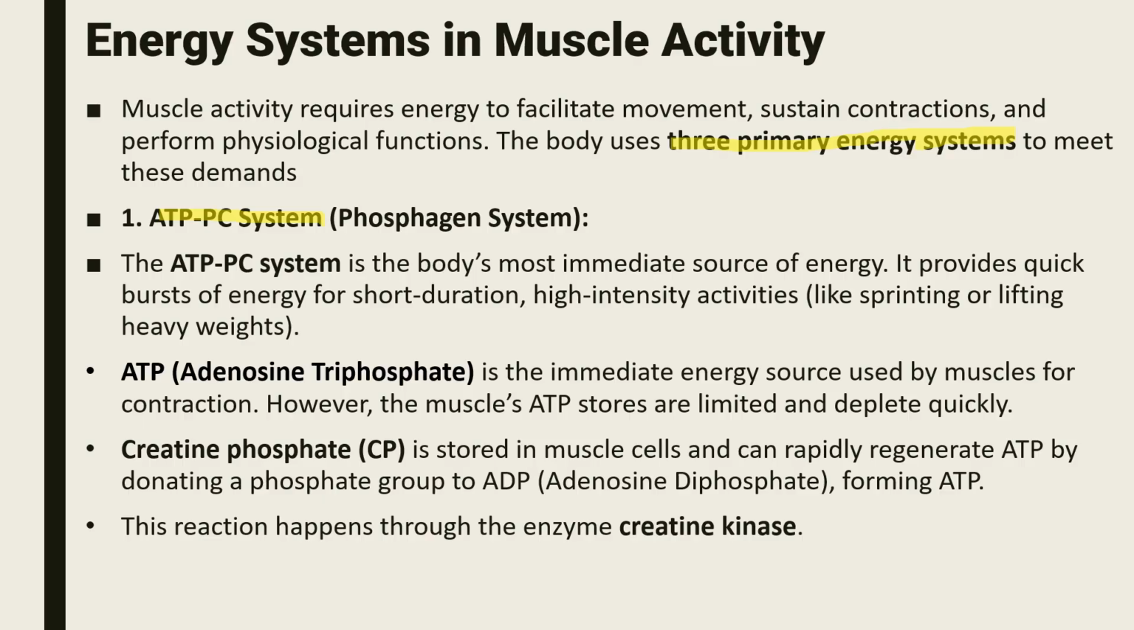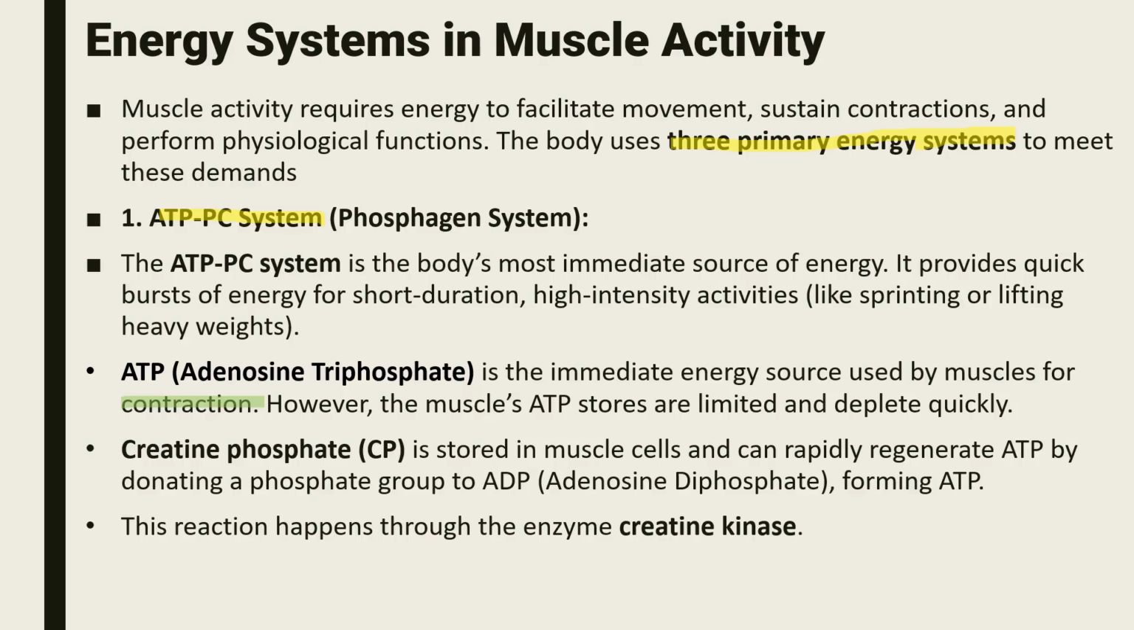The ATP-PC system is the body's most immediate source of energy. It provides a quick burst of energy for short-duration, high-intensity activities like sprinting or lifting heavy weights. ATP, adenosine triphosphate, is the main immediate source used by muscle for contraction. However, ATP stores are limited and they deplete quickly.